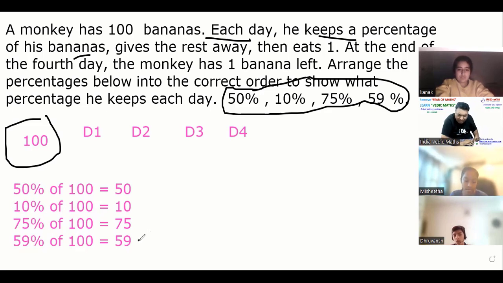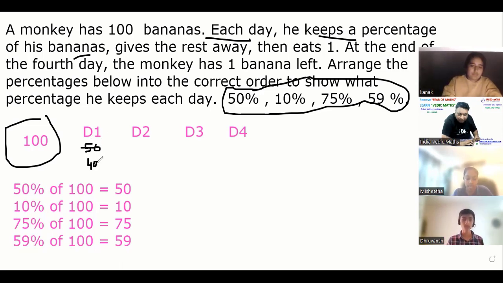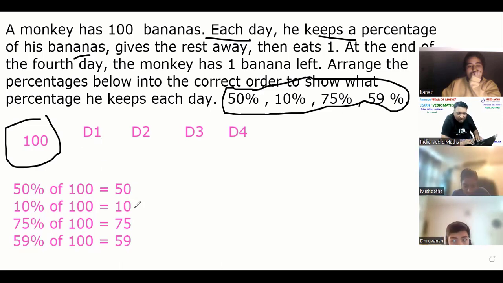Suppose he keeps 59, no... 58, no. Maybe, let's try with 50. So the first day he keeps 50. One is gone, so 49. What happens now? For 49, 10% is not possible. So all of these are fractions of 49. So you'll say, sir, neither can it be 50; this cannot be day 1.